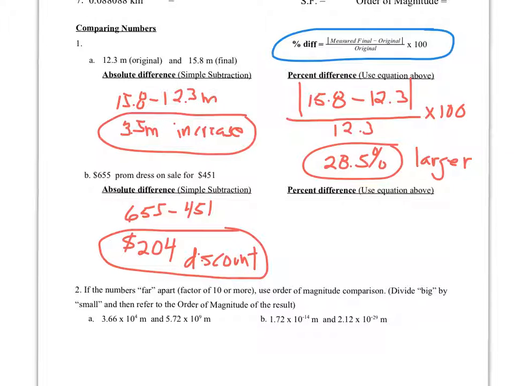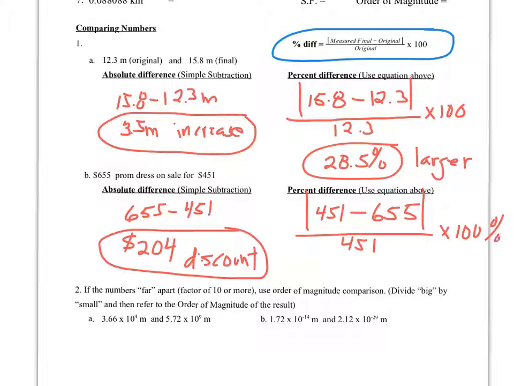Let's do the dress problem. For example, here's a case where it fell. The final number is 451, so you take 451 minus the initial number, 655. Once again, that'll be a negative number, but in percent difference, we're going to take the absolute value. So I'm putting the absolute value bracket around that, divided by the original number, in this case 655. So always dividing by the original price, or the comparison price. And in this case, it's times 100%.